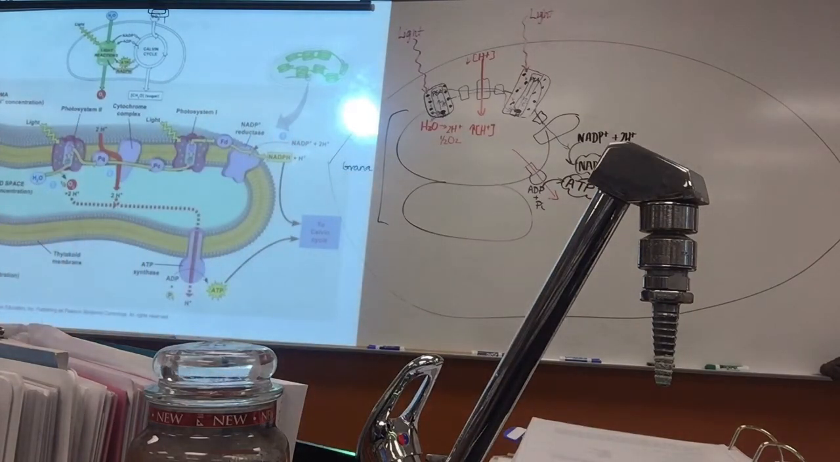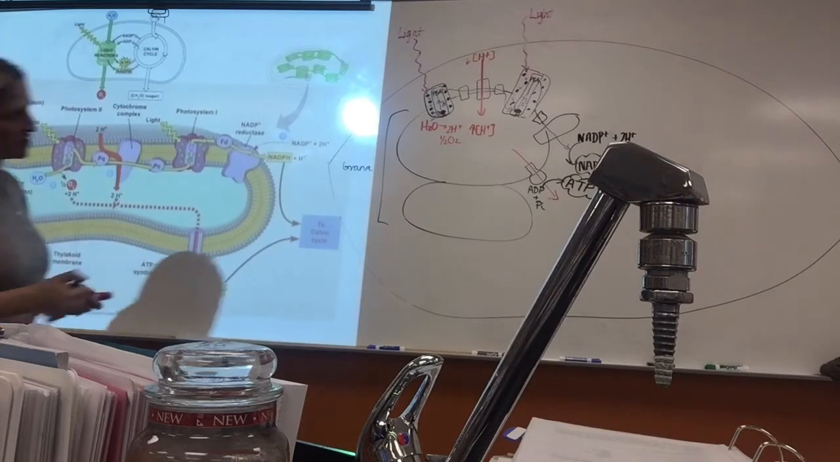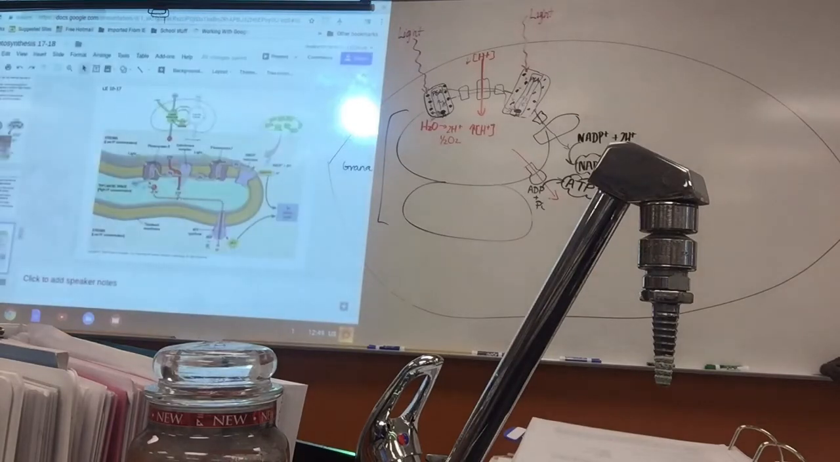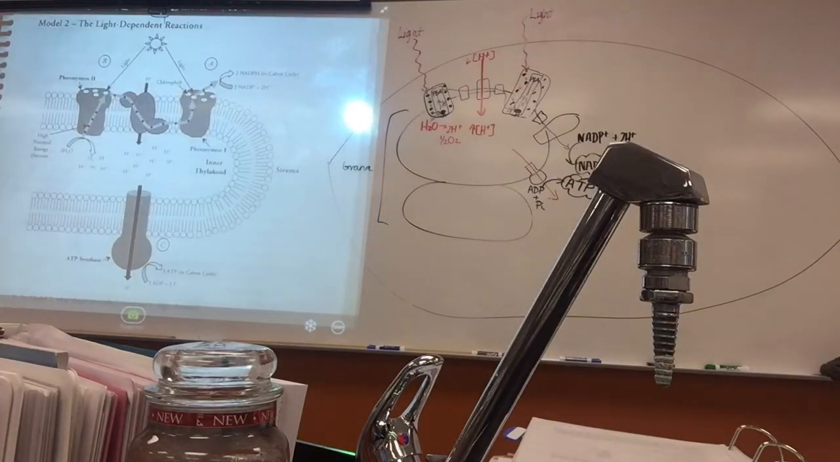All right? And so those are the light reactions in a nutshell. All right? So with that being said, let's go back to the packet and go over the answers to the questions dealing with the light reactions. So let me put the picture back up from the packet here. These are the light reactions.